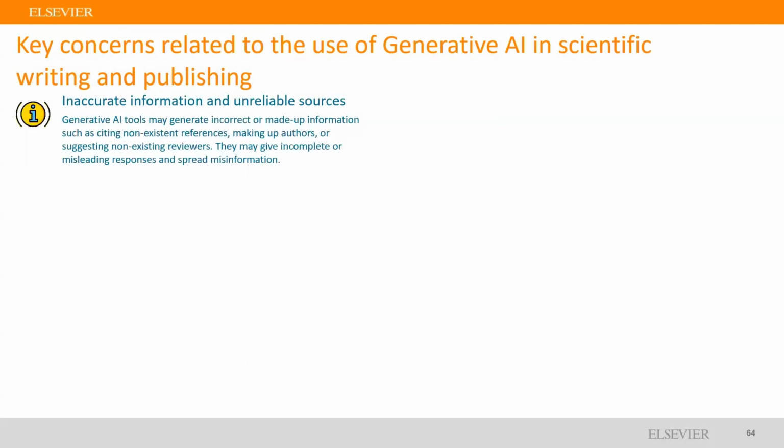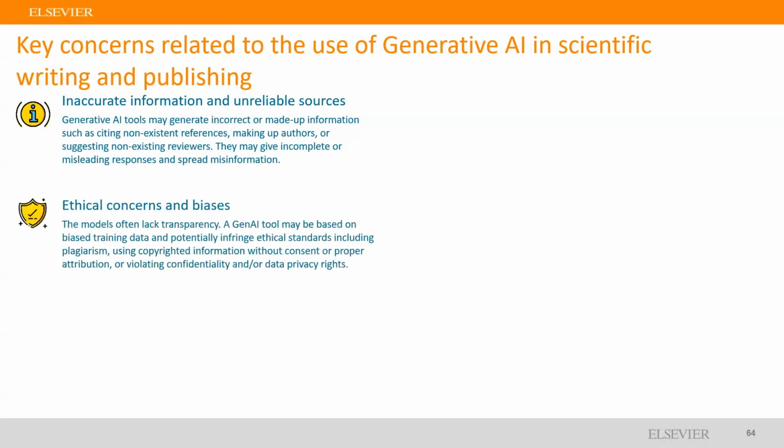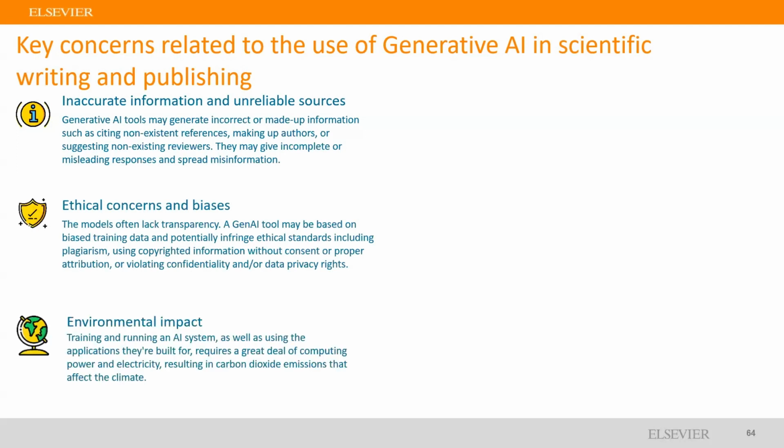Depending on the sources an LLM, a large language model, uses, incorrect information can be generated, and that includes references and authors. There's a huge ethical concern right now that there's a lack of transparency as to whether consent was given or proper attribution was given to a certain source. Something that should also be taken into consideration is the environmental impact, of course, with computing power and so forth.